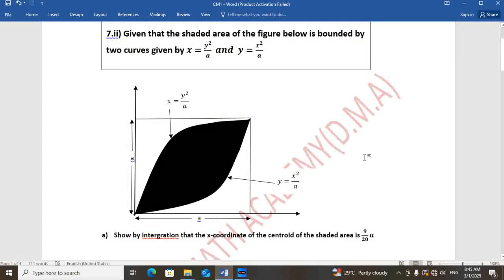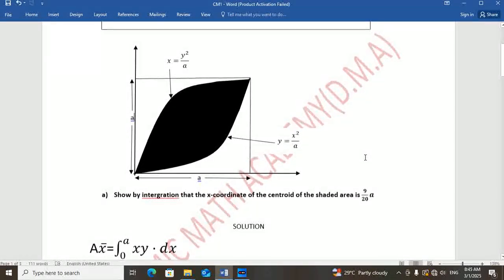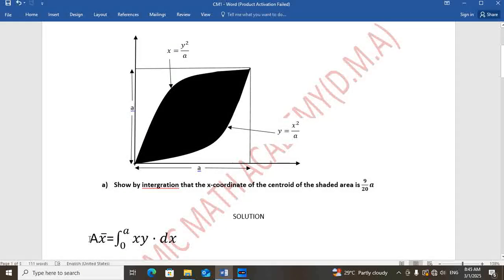We know that the area times x bar is equal to the integral from 0 to a of xy dx. This is a standard formula everybody must know. We are interested in only looking for the x bar. So we have to know the area of this shaded portion, and the integral from 0 to a of xy dx also. So the first thing is to look for the area.